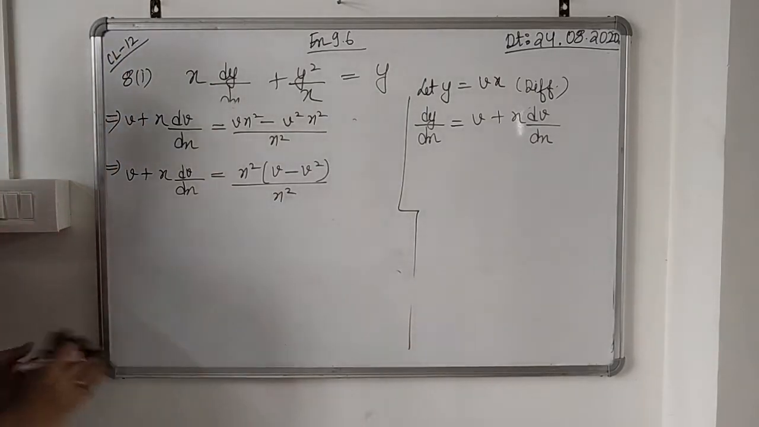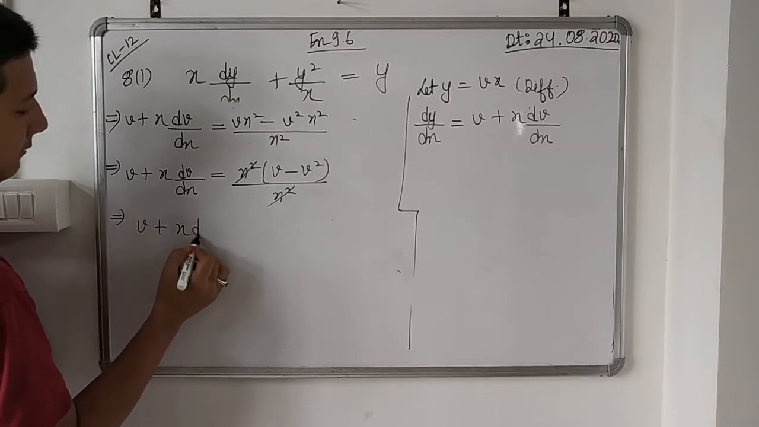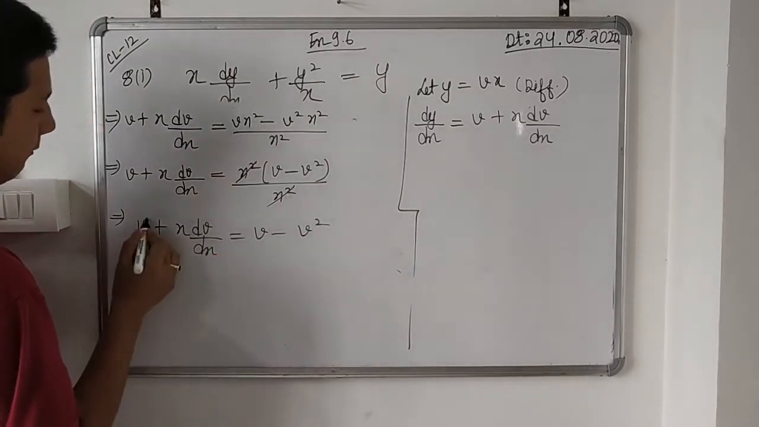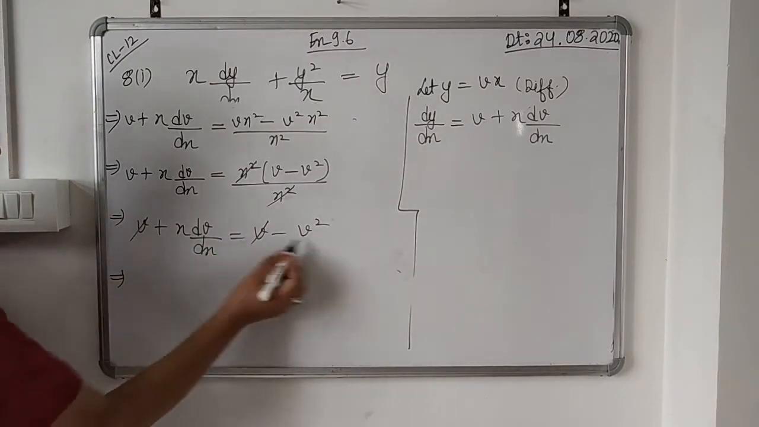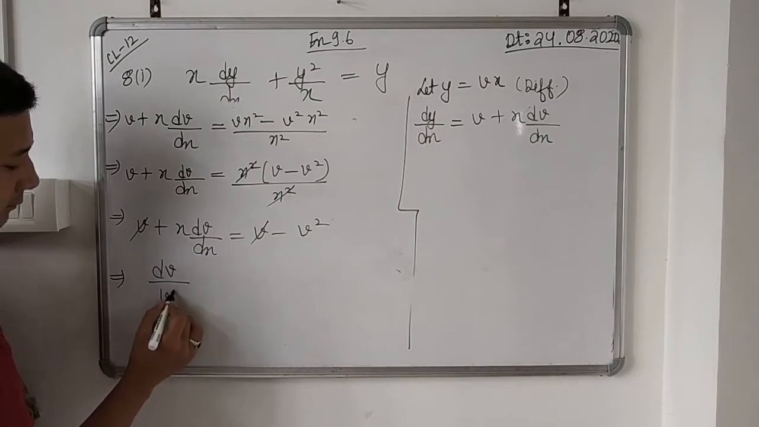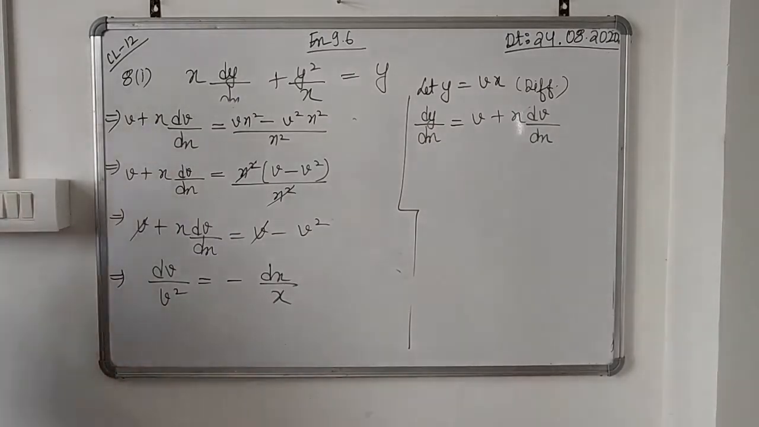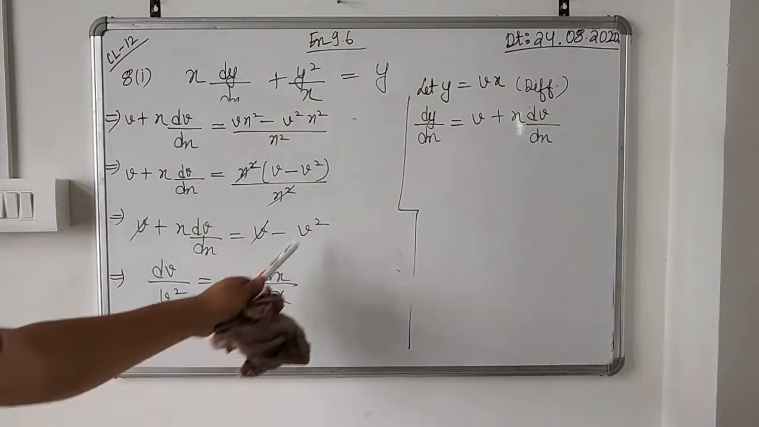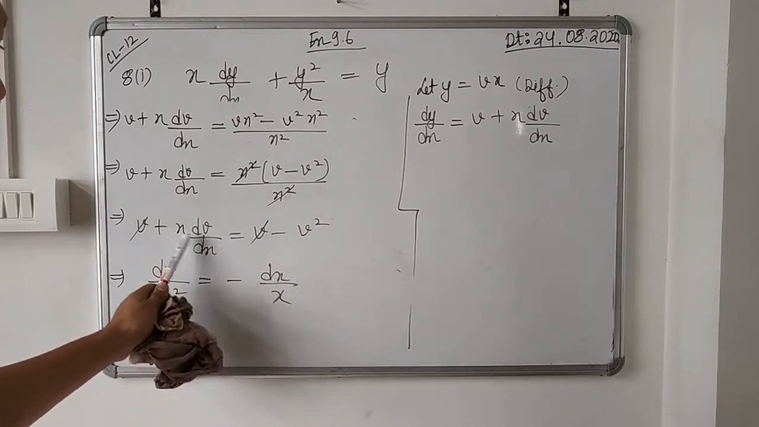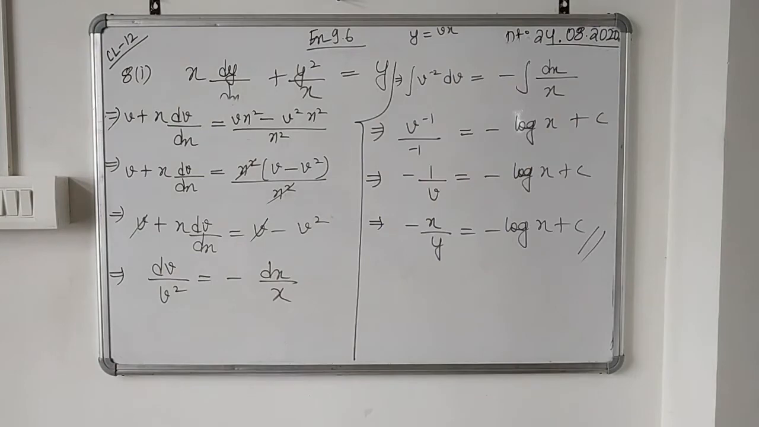Now we know what to do. Let us cancel x square, so therefore v plus x dv by dx equals v minus v square. Plus v minus v cancel out. So now I can do cross multiplication, that is dv by v square equals minus dx by x. I hope you are clear till here. Okay, so pause the video and note it down till here.